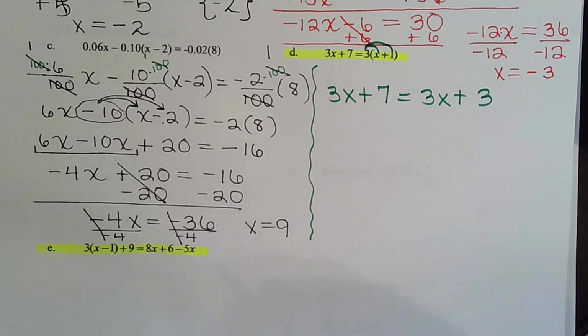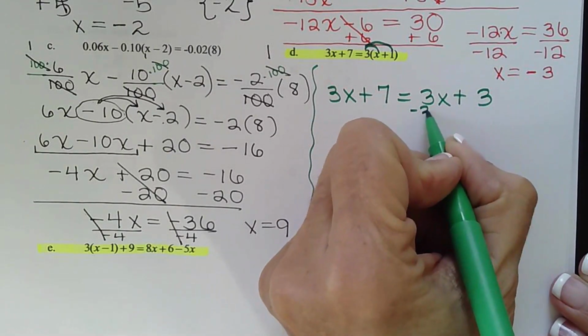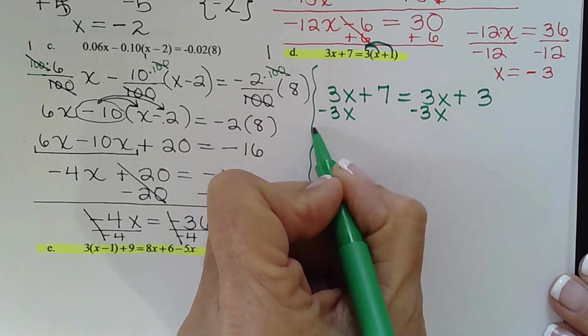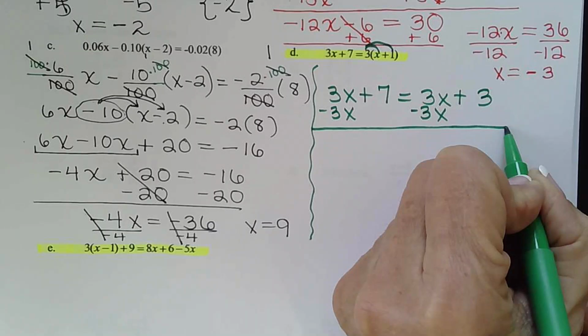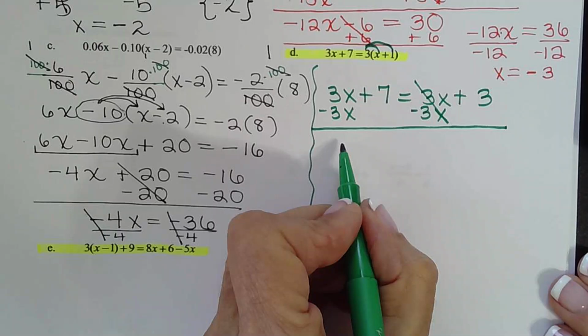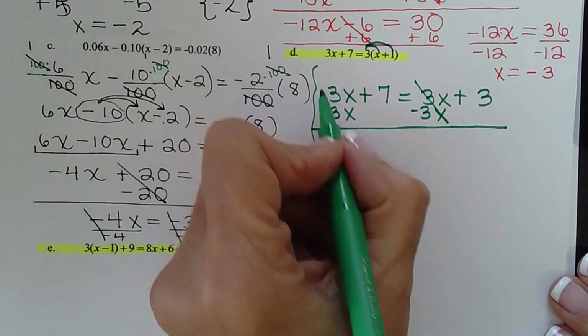So you want to do the next step so you know whether this is a no solution or an all real numbers. So all x's go on the left, and this is where most students make the biggest critical error ever. They cross this out, and then they write x here. 3x minus 3x is not 1x. This is gone.